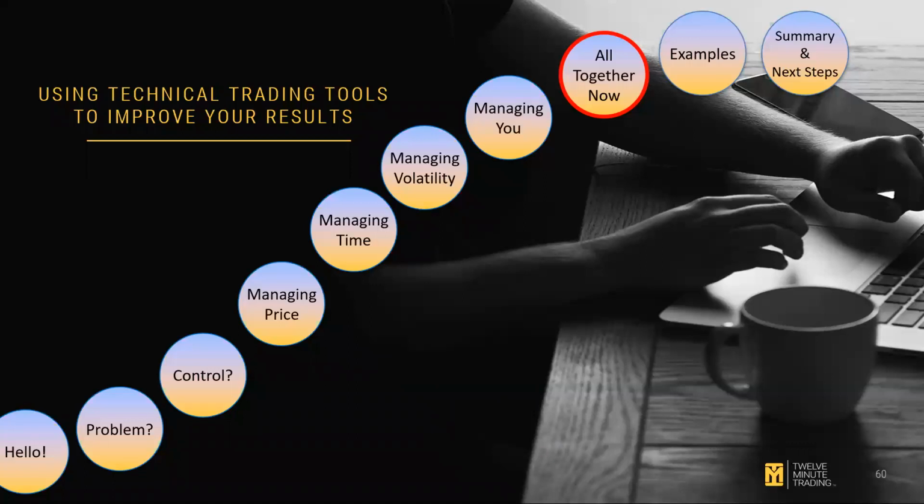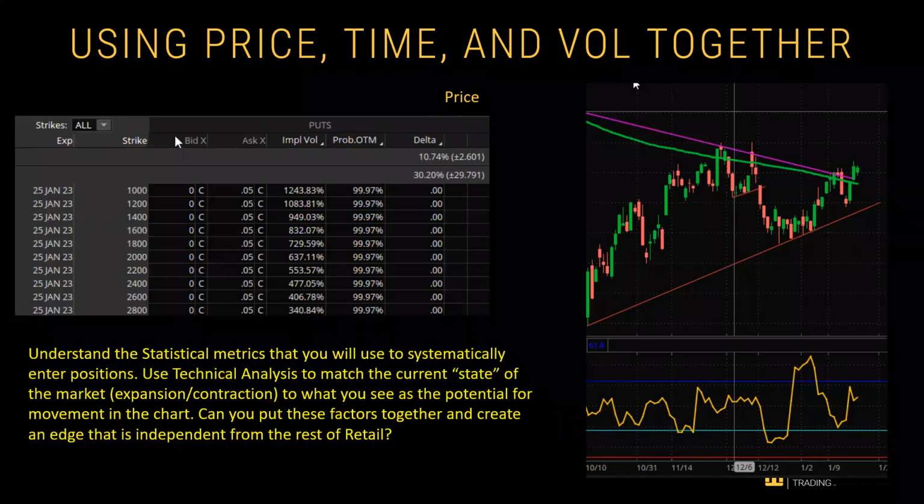So let's put everything together. Price, time, and volatility. Understand the statistical metrics that you'll use to systematically enter positions. What delta? What probability of success? Where's my expected move? Use technical analysis to match the current state of the market to what you see as the potential for movement in the chart. Can you put these factors together and create an edge that is independent from the rest of retail?